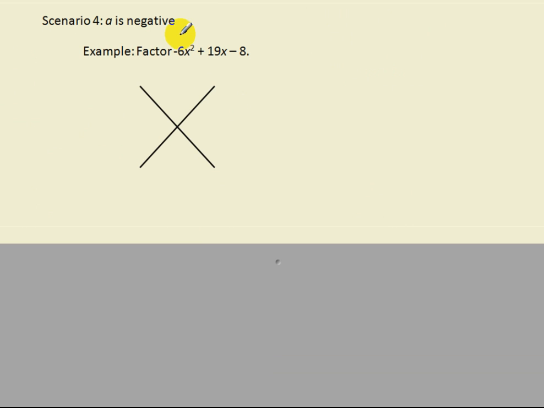Okay, number 4. So here we have a is negative, and we really don't want that for this method. So I'm going to factor out a negative 1 in order to make that leading coefficient positive. So factor out a negative 1, and that's going to change the sign of all of these terms. So we get 6x squared minus 19x plus 8.